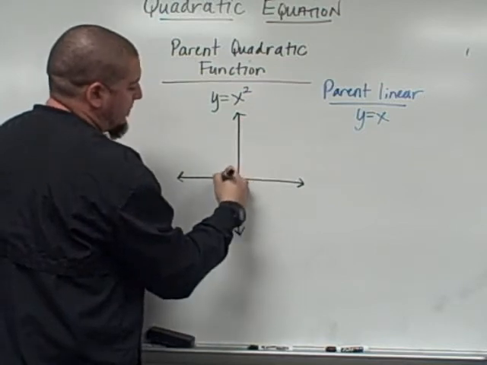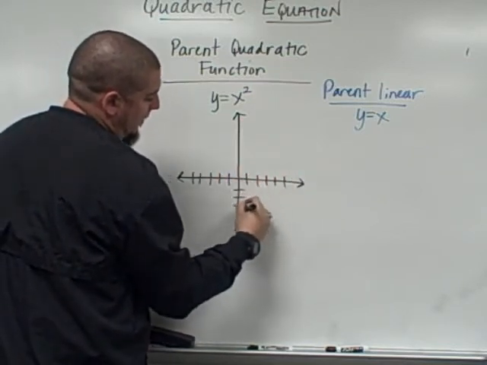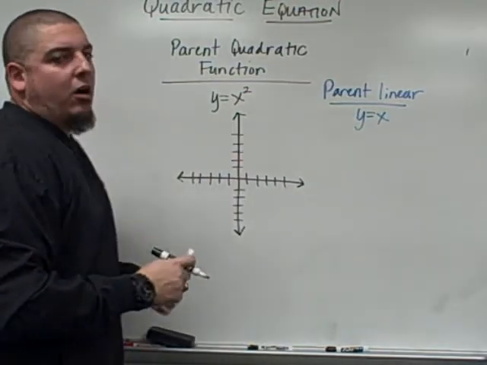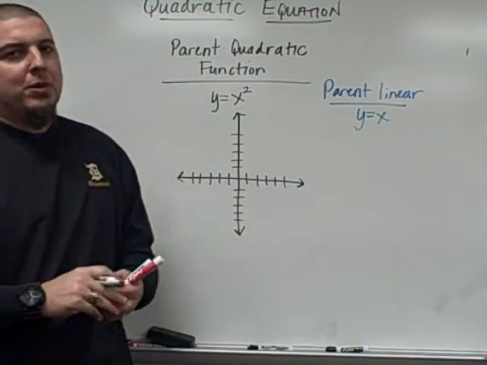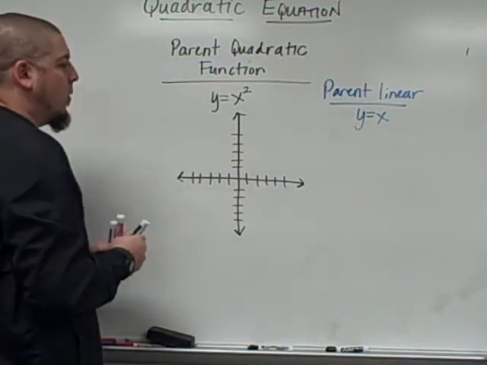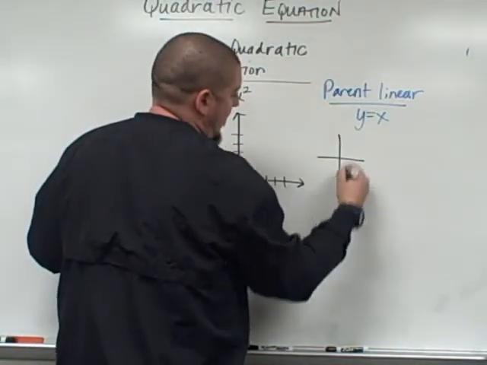Now, quadratics are harder to graph than linear. There's no special way to graph quadratics. A lot of times we're going to have to make a t-table for it. So we're just going to make a quick t-table for this graph.